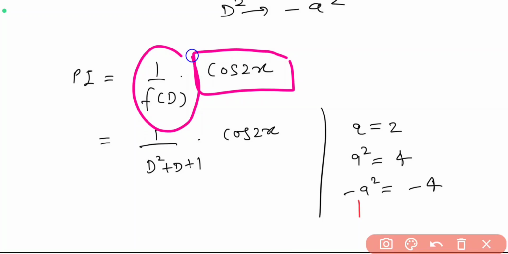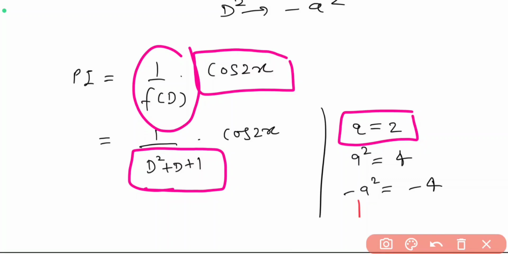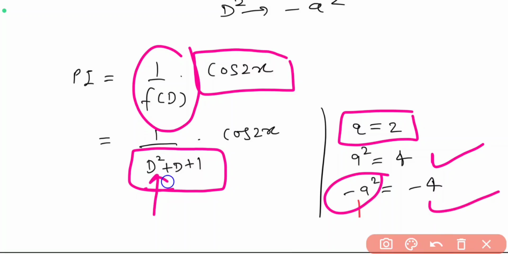Now this f(D) value is nothing but the auxiliary equation, D square plus D plus 1. Till here it's all right. Now the coefficient of x is a, that is 2 here, so a square is 4, and if you take the negative sign, minus a square is minus 4 here. So this D square you will replace with minus a square. This is the special thing about sin 2x and cos 2x.